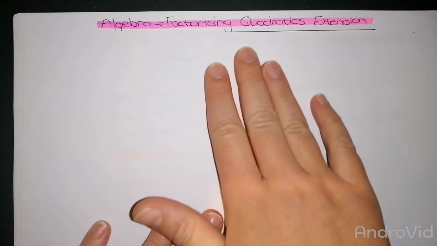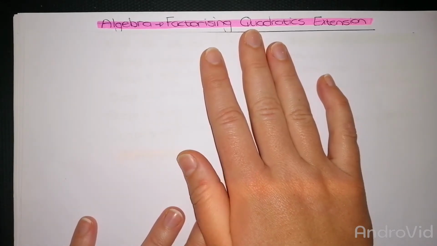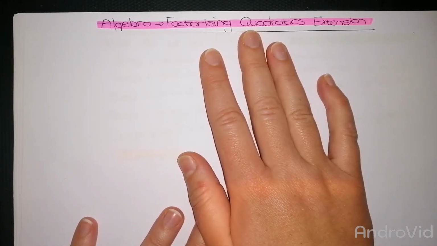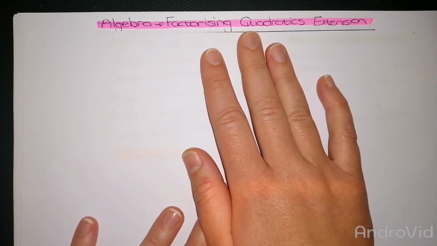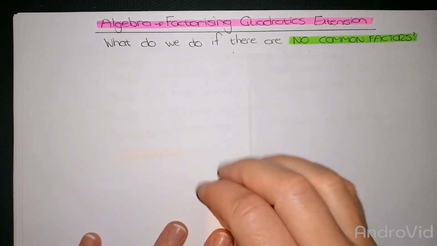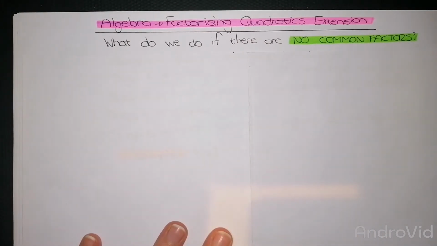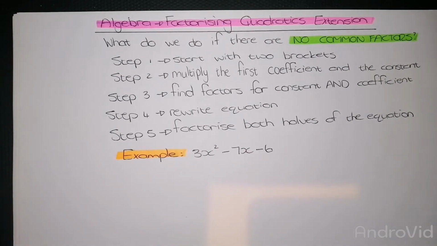Enjoy! When we factorize quadratics, we normally need to look at the first coefficient in front of my x squared. If that coefficient is a common factor, we can take it out of all the terms and then start factorizing. But now we're going to look at what happens if that first coefficient is not a common factor in the quadratic equation. There are a few steps that we need to follow to then factorize an equation. The steps are as follows.